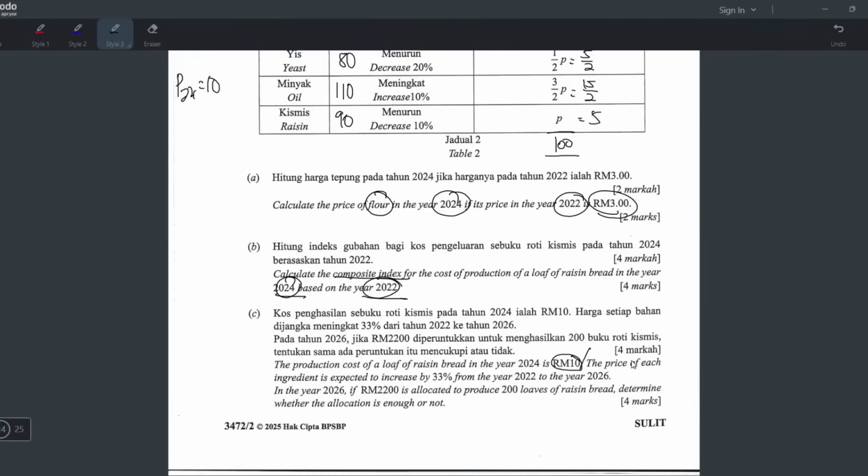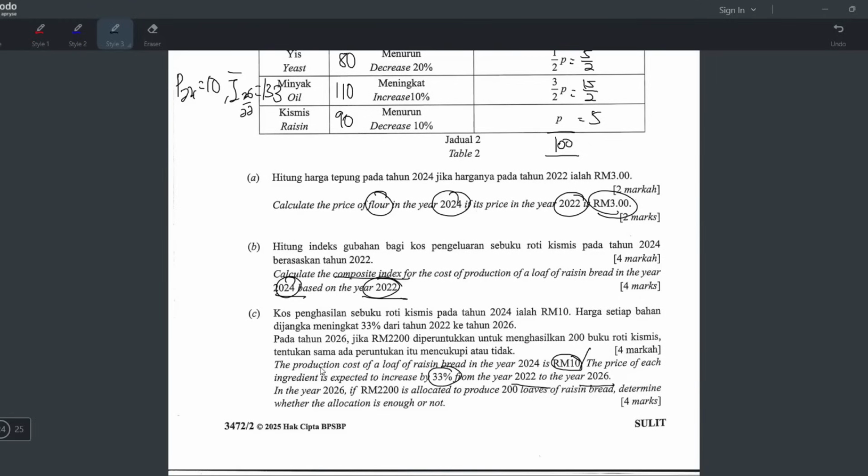Okay, now it says the price of each ingredient is expected to increase by 33% from 22 to 26. What's the meaning? That means the composite index for 26, 22 is increased 33%, so 133. Yeah, because they said the price of each ingredient, which means every single ingredient increases 33%. It means the average will also increase 33% from 22 to 26. That's why it's like that.